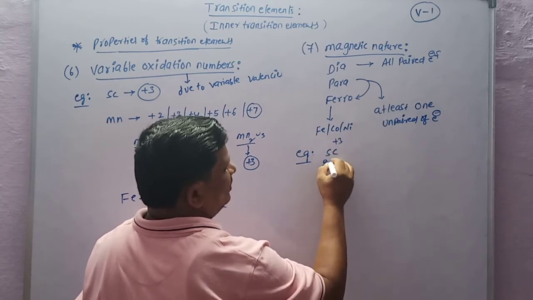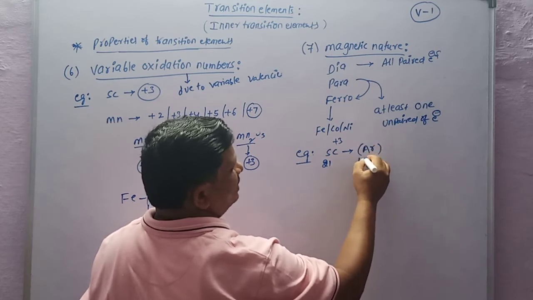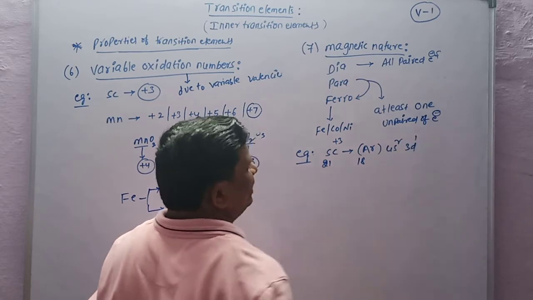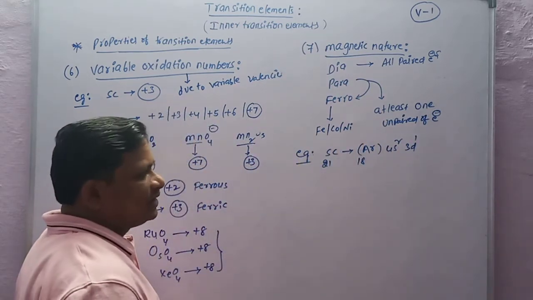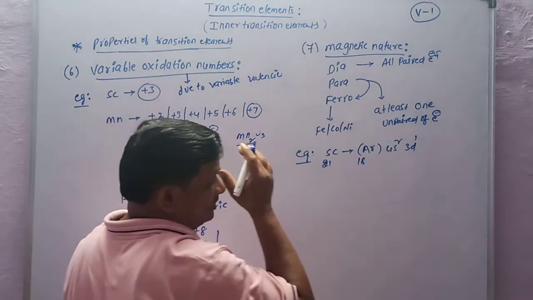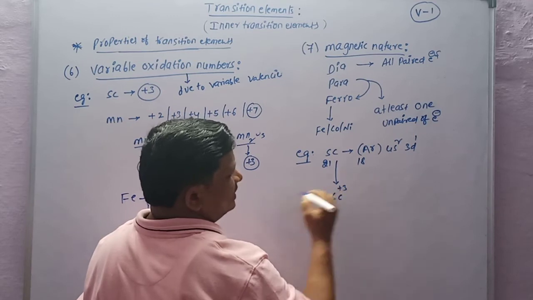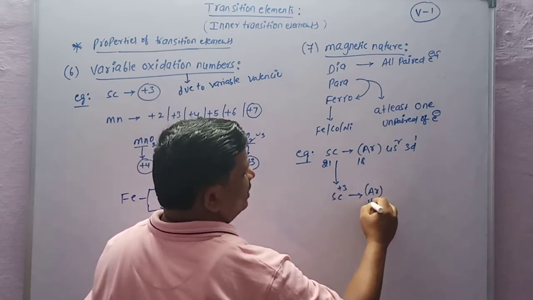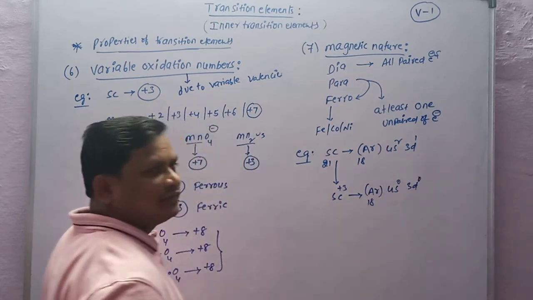Scandium's atomic number is 21. Its electronic configuration, based on the nearest noble gas argon (18), is 4s2 3d1. Now scandium loses 3 electrons, so it becomes Sc plus 3, with configuration argon 18 4s0 3d0.